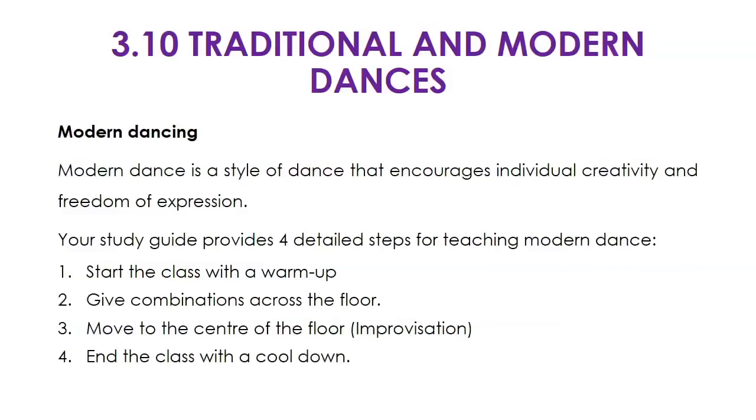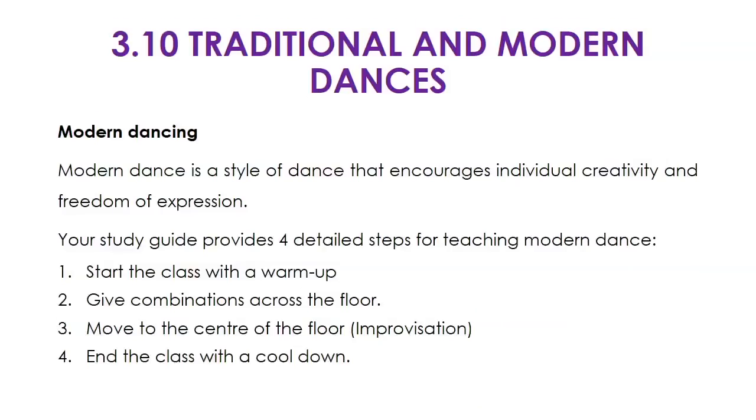Number 3, you move to the center of the floor in step 3. And this is where improvisation takes place. You can improvise with things that are available to you in the space that you are doing your dance. You can bring things in, you can use mental images, and this allows people to see what their bodies can do in relation to the stimuli that they've gotten. The fourth step is that you end the class with a cool down. So once again, those are the 4 steps to teach modern dance. Your study guide provides all the detail. Make sure that you know them.